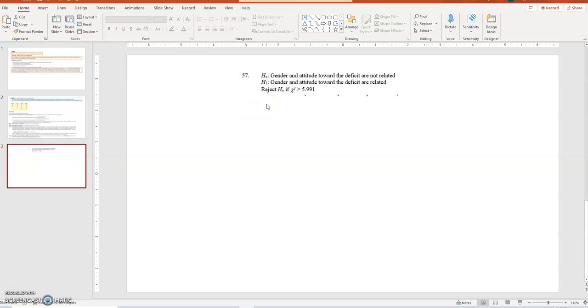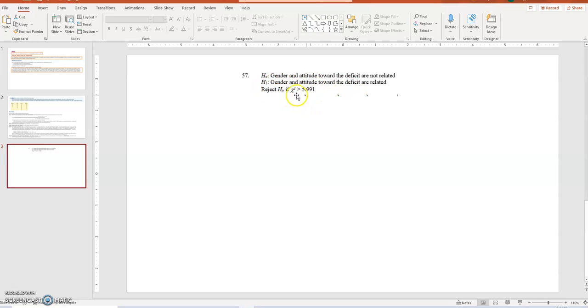And so we have some data on gender, male and female, and then attitude towards the deficit. And what we want to know is, do gender and the attitude toward the deficit have some relationship here, or is there some dependence based on how the genders respond to this question? And the null hypothesis at this point will be that there is no relationship between gender and their attitude towards the deficit. And then the alternative would say that, yes, there is some relationship between gender and attitude.